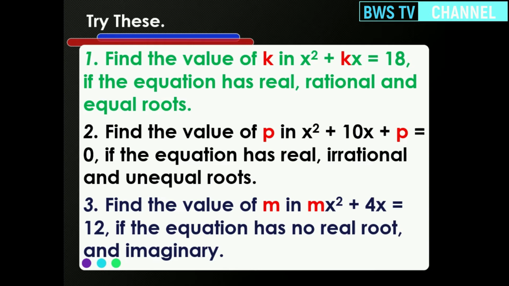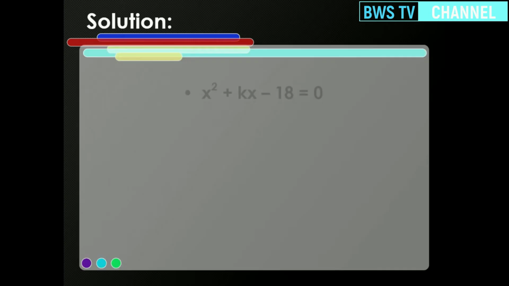So again, number 3 is the same as problems 1 and 2, but the only difference is the condition. So now, how will we use the discriminant in satisfying the condition? So let's have example number 1. For example number 1, we have the equation x squared plus kx minus 18 is equal to 0.